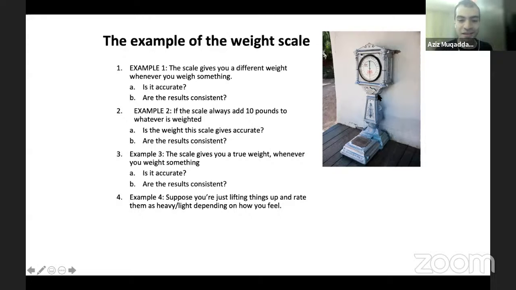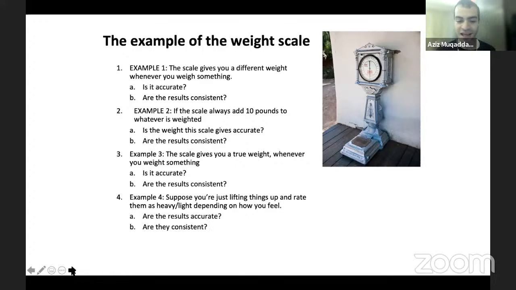Okay. A scale gives you a true weight whenever you weigh something. So for all of you, that was super easy. So it is accurate and consistent. Okay, all right. Example 4. And this is a tricky one. Actually, I think that's the one Kate answered correctly compared to others. Suppose you're just lifting things up and rating them as heavy or light depending on how you feel.